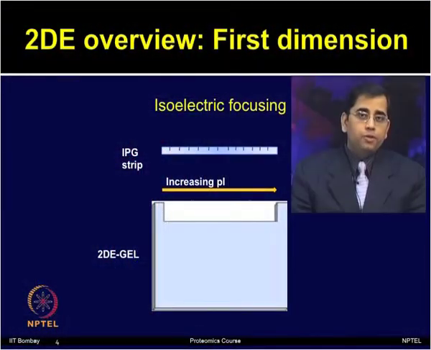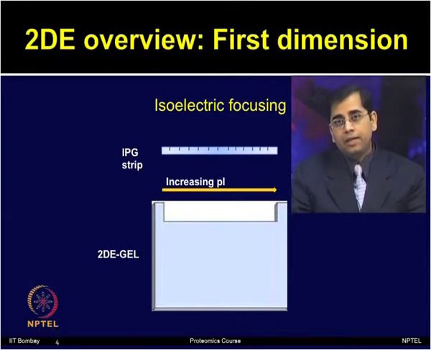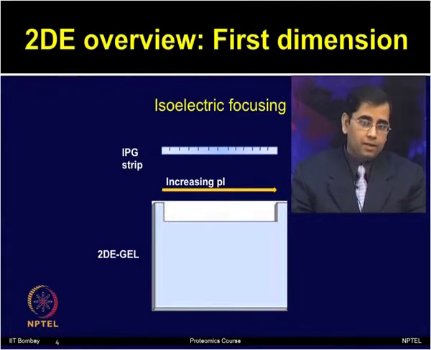So, first of all, you need to extract the protein from a given sample, and that becomes a very determining factor for various applications, regardless of whatever questions you have in mind which you want to address by using two-dimensional electrophoresis.